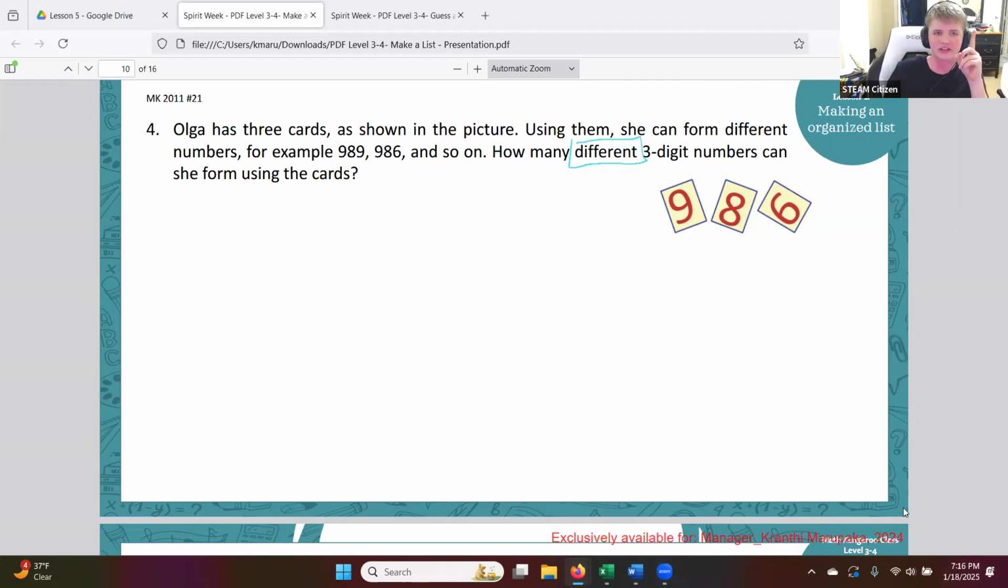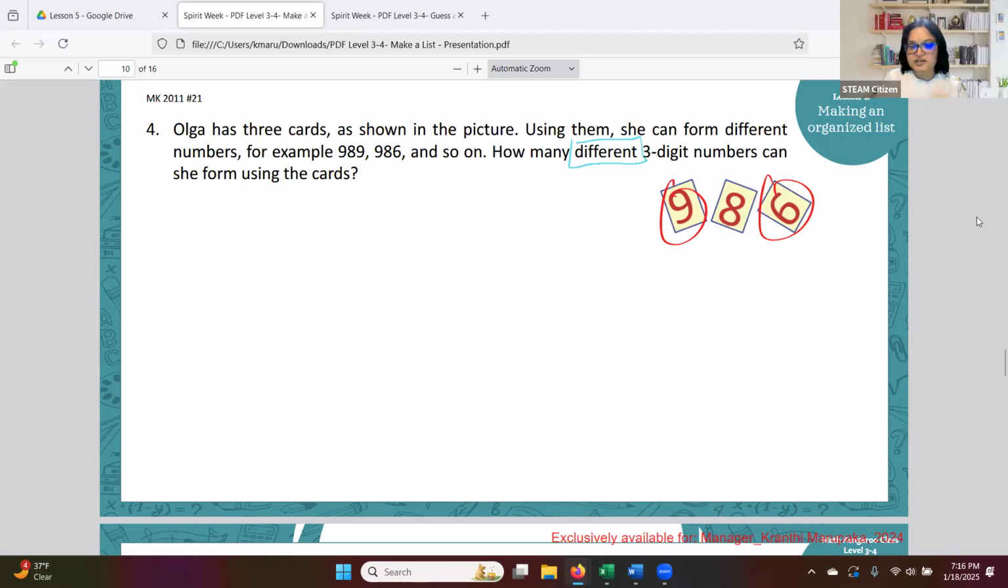Wait, no, it's actually a great time to use it. I was wrong. So if we're allowed to flip this card and this card, can anyone tell me how many different digits we're actually allowed to use? Lakshin, what do you think? How many different digits are there for you to use?